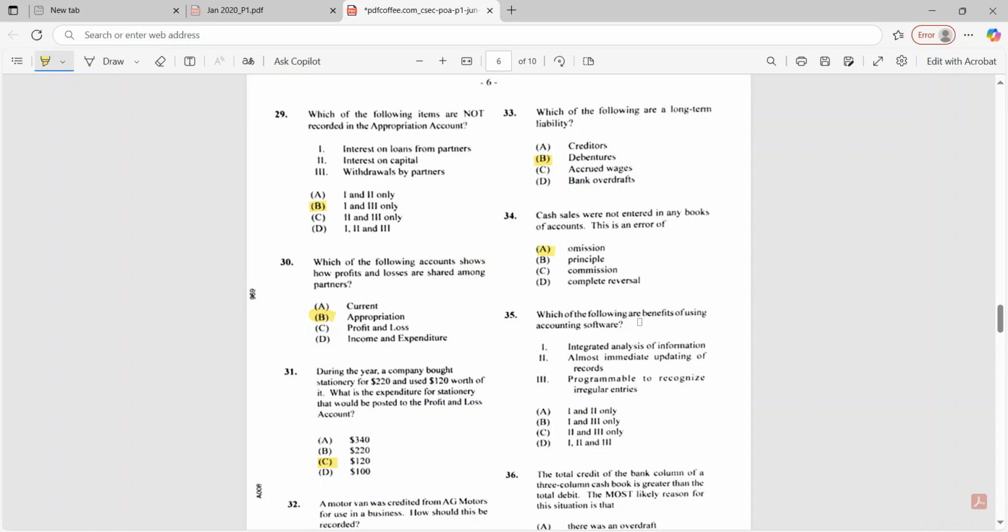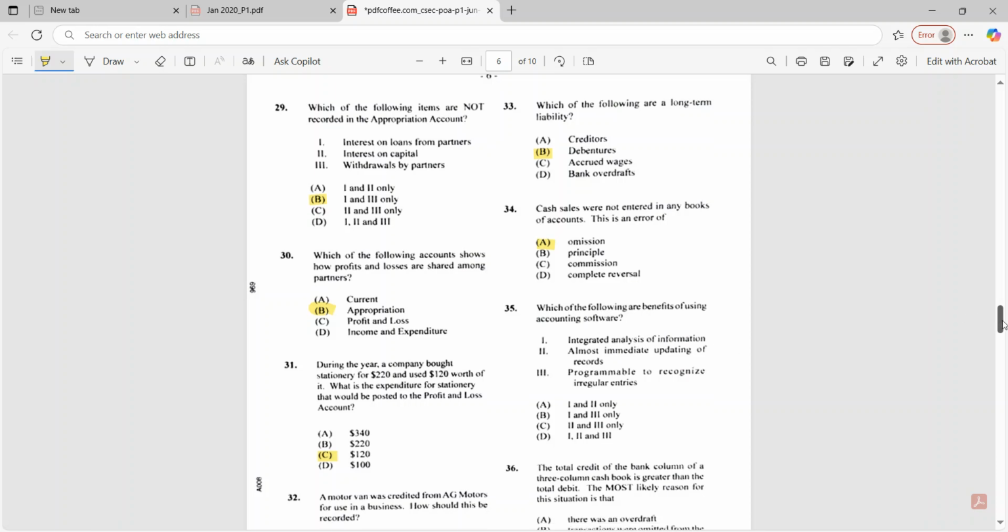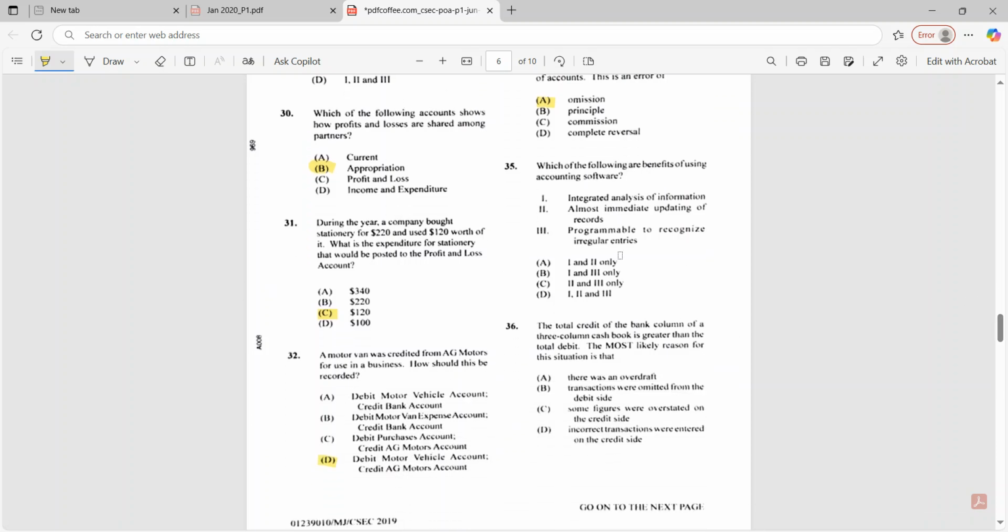Number 35. Which of the following are benefits of using accounting software? 1. Integrated analysis of information. 2. Almost immediate updating of records. Or 3. Programmable, recognizes irregular entries. And it's all three of those.